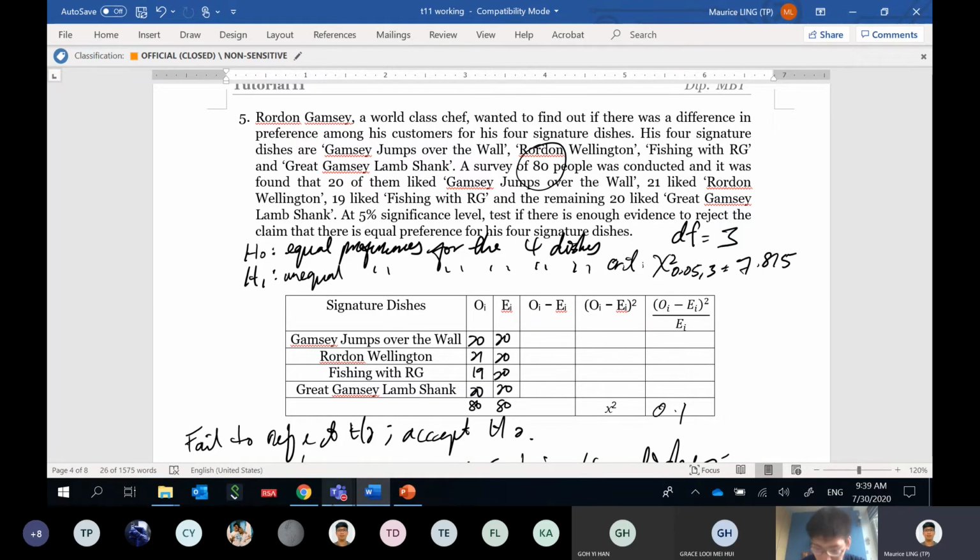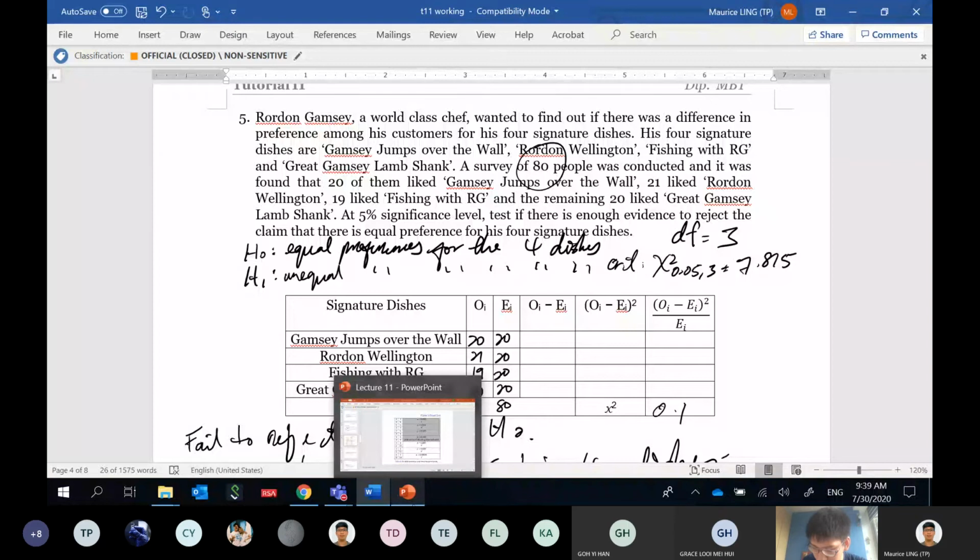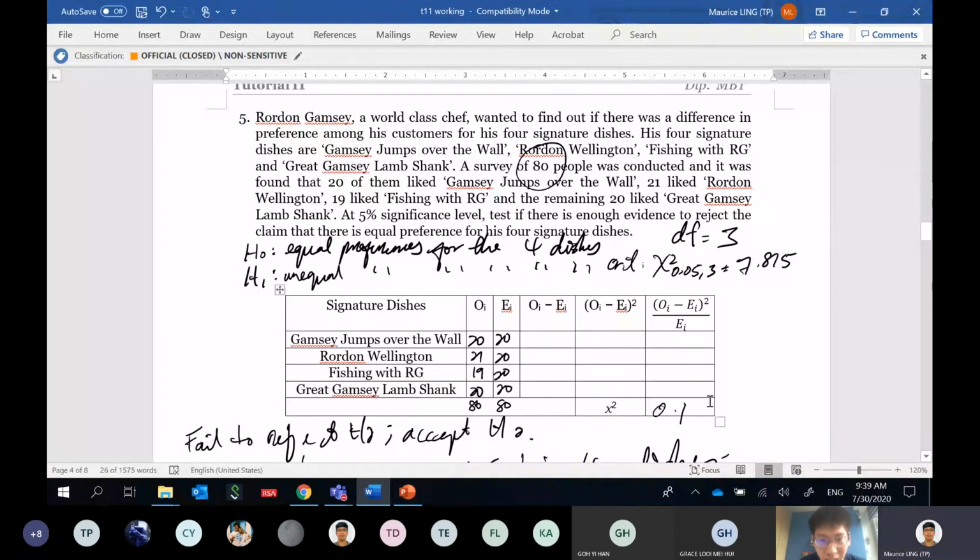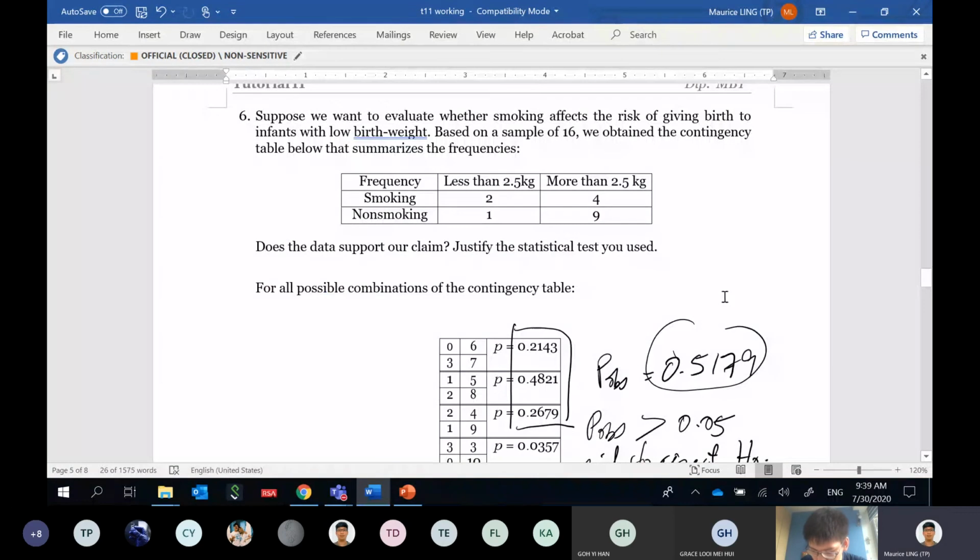Okay. Yes, sir. So also concerning the writing of the null and alternative hypotheses, if we take question 6, for example, talking about smoking, can we write "smoking does not affect the risk of giving birth to infants with low birth weight"? Or must we write it out in the specific format of having infants with low birth weight?